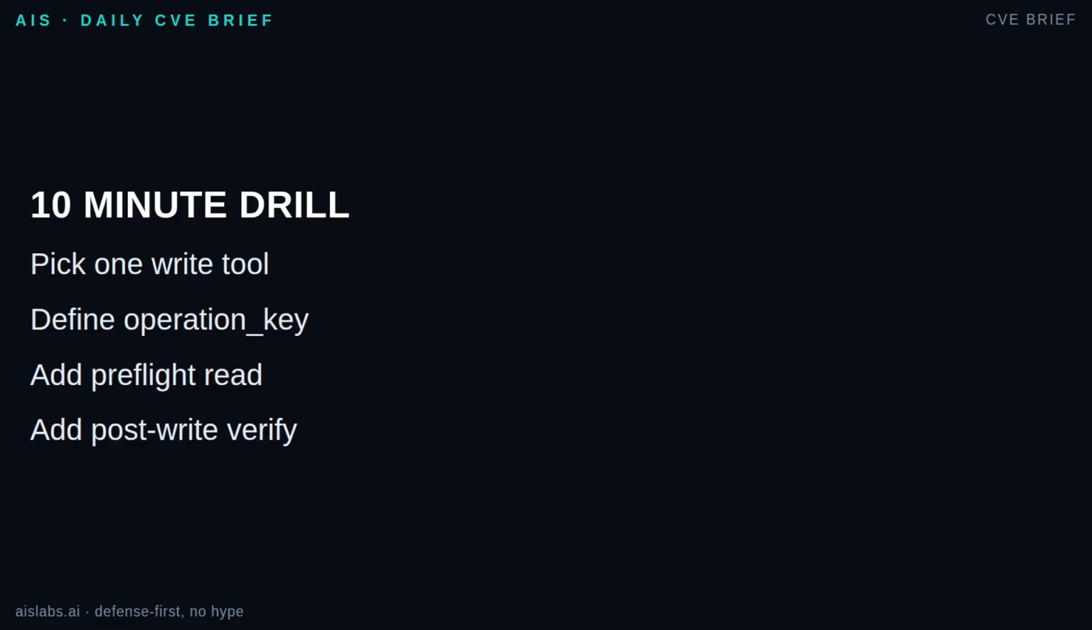Now define the operation key as project plus task plus intended result. Add a pre-flight read that searches for that key before any write. Add the key to the object you create: title, body, label, metadata, or footer. Add a post-write verification step that reads back and accepts exactly one match. Set max write attempts to 2. Finally, write the duplicate policy in plain language. If more than one exists, stop and escalate to a human. That one line prevents a lot of cleanup scripts.